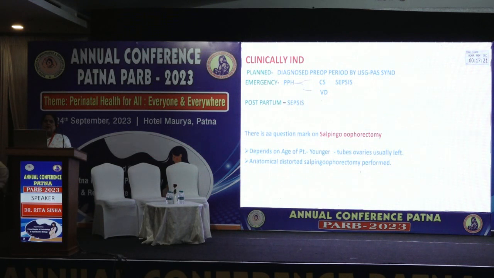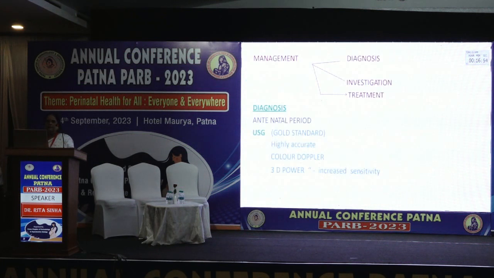Clinical indications: planned, diagnosed in the preoperative period by ultrasonography in PAS syndrome; emergency, in PPH; and postpartum peripartum hysterectomy is done due to sepsis. Salpingo-oophorectomy is a question mark and depends upon the age of the patient. Generally, if the patient is younger, tubes and ovaries are usually left. But if they are anatomically distorted, salpingo-oophorectomy is performed. Management depends upon diagnosis, investigation, and treatment.